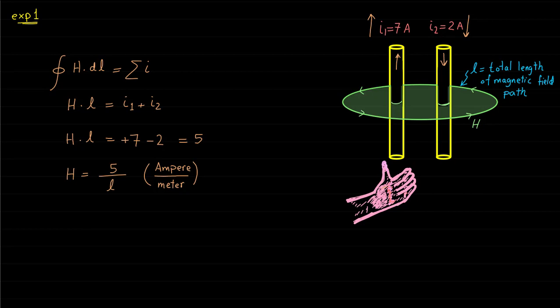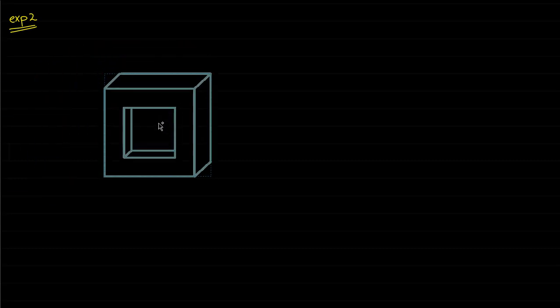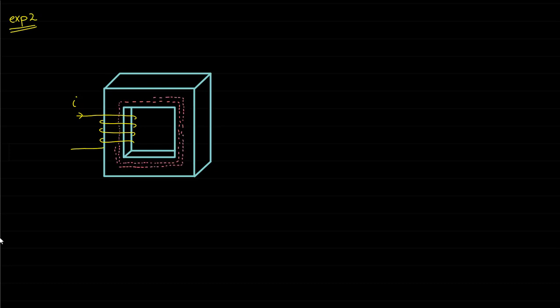Now let's apply Ampere's law to the following magnetic circuit. In order to apply Ampere's law to this magnetic circuit, we need to make some assumptions. The first assumption is that all magnetic field lines are confined to the magnetic material or the medium. In other words, all magnetic field lines flow inside the magnetic material.